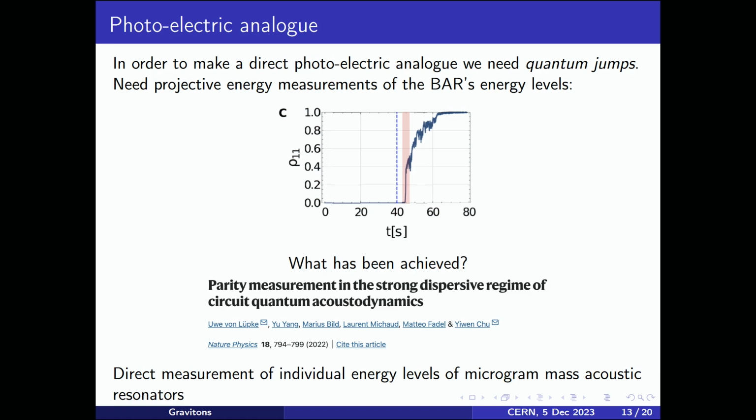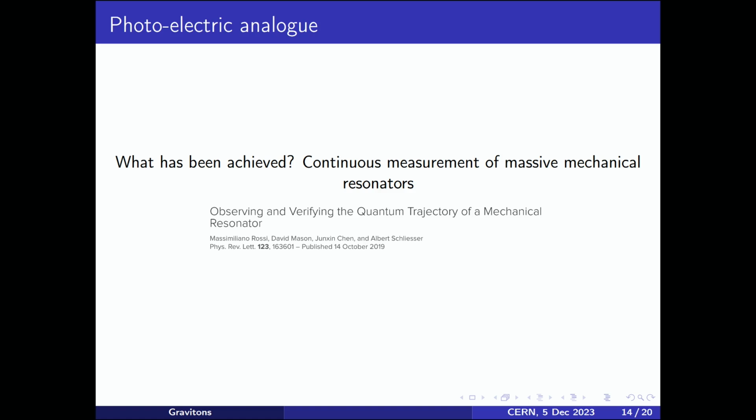So what has been achieved in terms of the quantum sensing side? The largest masses which have had this kind of direct quantum sensing of individual energy levels are on the order of microgram masses. So that's still orders of magnitude away from the kilogram scale that we need. But what has now been achieved is orders of magnitude better than the atom, which is what previously we were only able to do these kinds of experiments for. So a lot of progress is being made in the right direction, and also in other systems doing continuous measurement of massive mechanical systems.